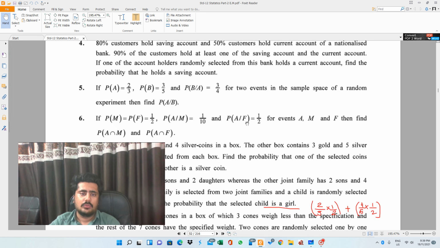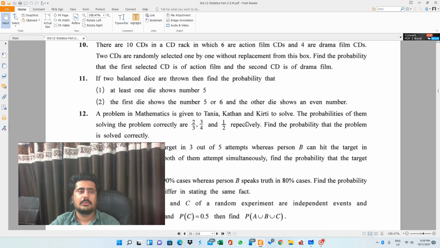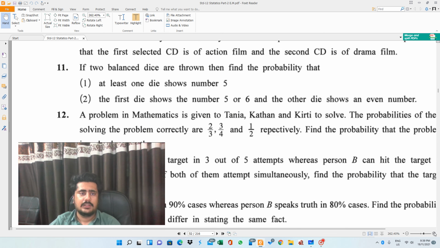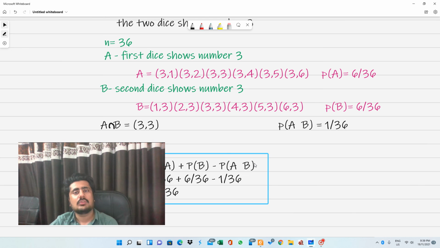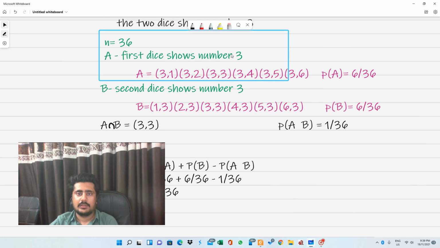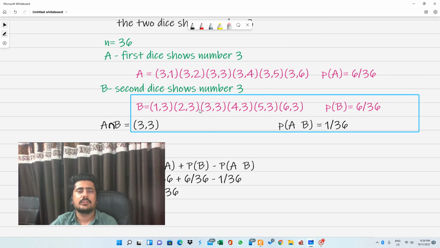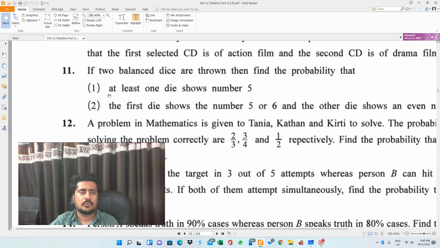Now what you have to do: there is a sum in the exercise, that is sum number 11. In this sum number 11, the question is, if two dice are thrown, find the probability that at least one die shows number 5. In the example we have done, it is first dice shows number 3, so in the place of 3, you have to take 5. So 5 1, 5 2, 5 3, and so on, here 5 5. Almost the answer is the same. Just you have to change the figures. So this sum we are not going to do.